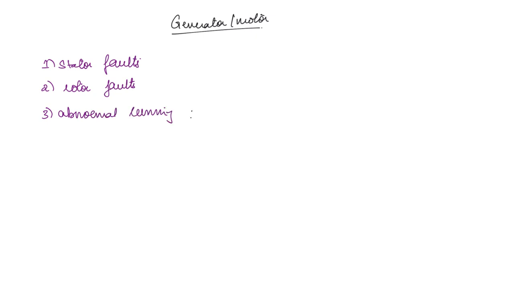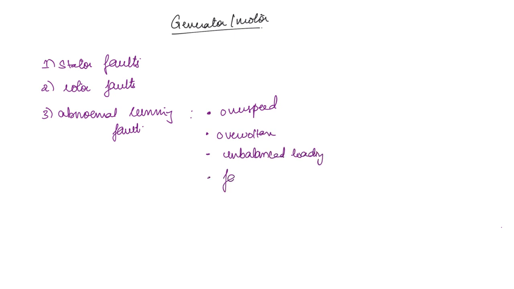For example, there can be overspeeding of the rotor. So this is one kind of abnormal running fault. And other is over voltage. We also have unbalanced loading, failure of prime mover. There can also be loss of excitation of the field winding. So these are some of the abnormal running faults. These are the various kinds of faults which might occur and against which we have to protect the machine.